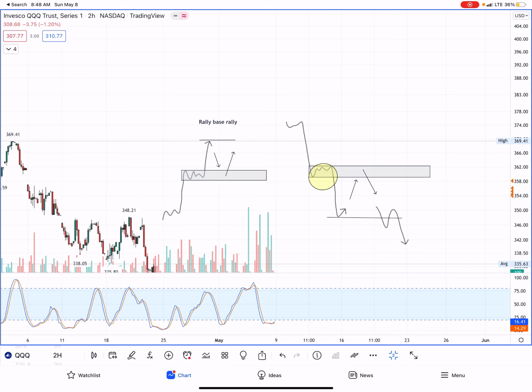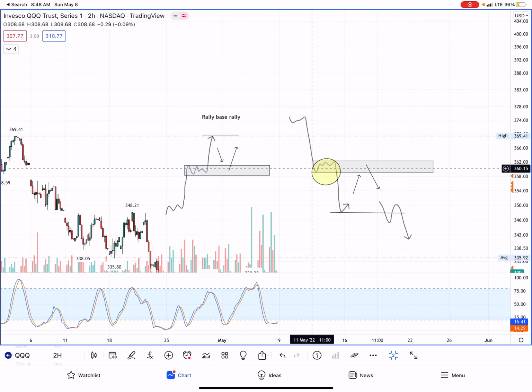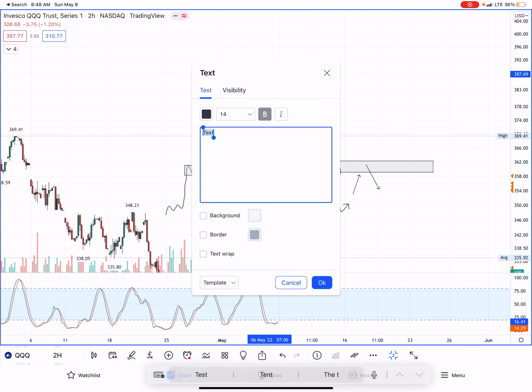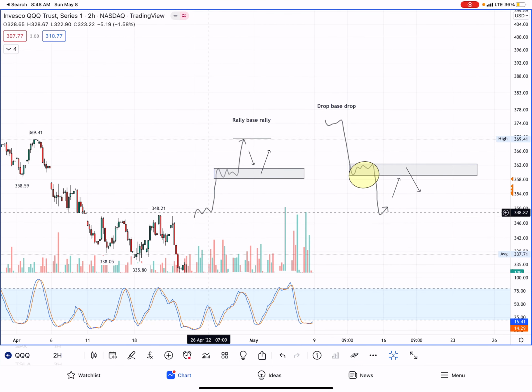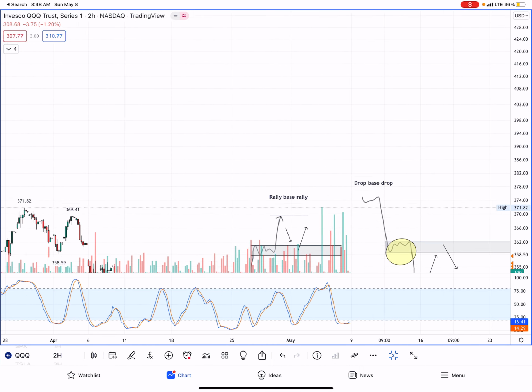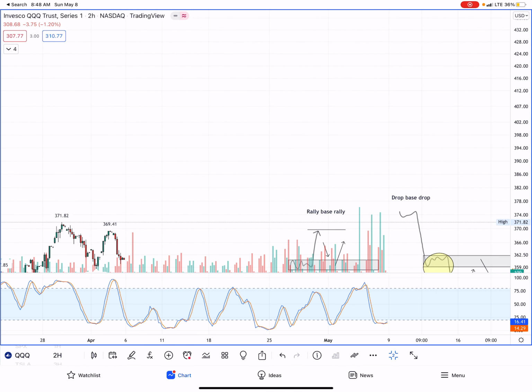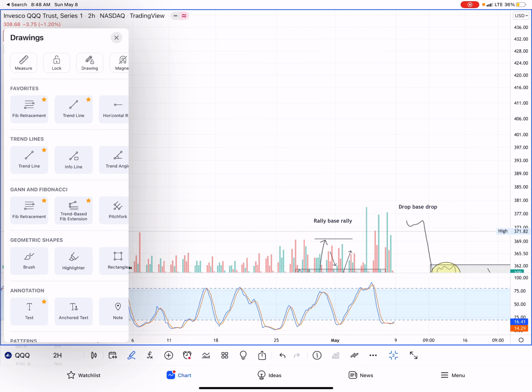So again, the entry would be back into the basing of the body candles which formed. This is drop, base, drop. These structures form in obviously downtrending markets. These are far more reliable than your rally, base, drop and drop, base, rally levels, but these do form reversals, and we call them rally, base, drop.